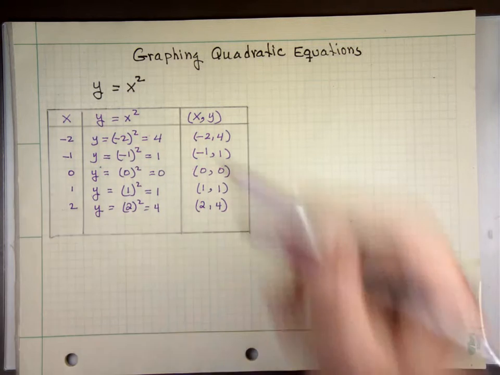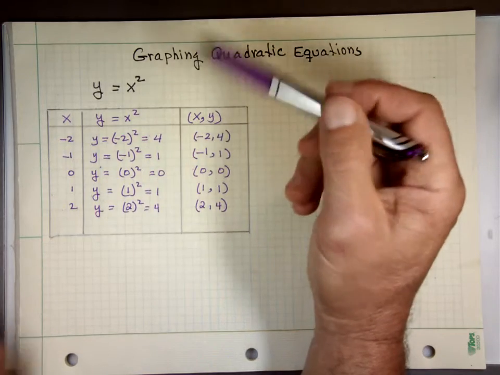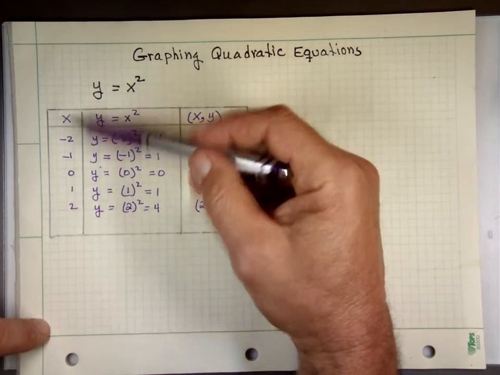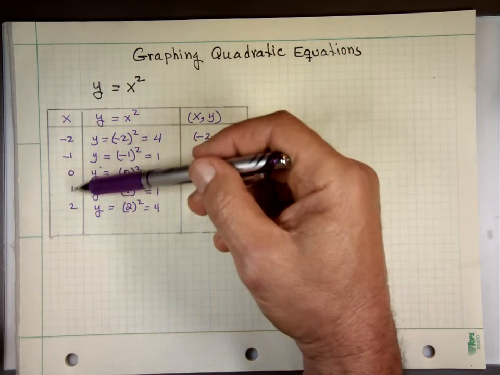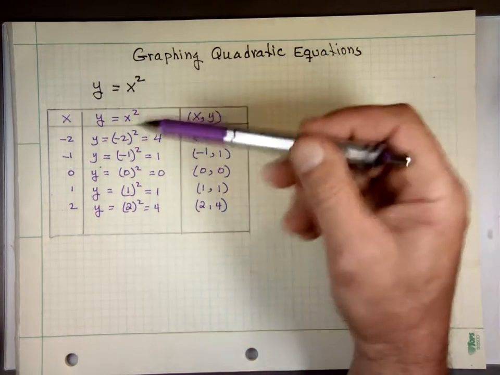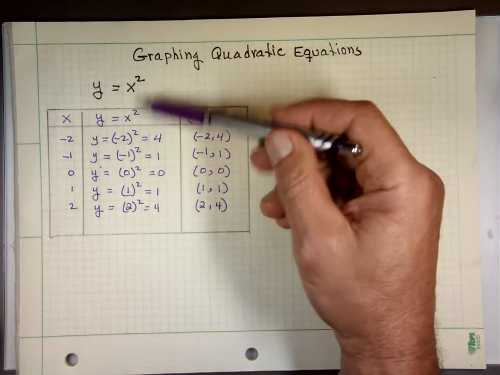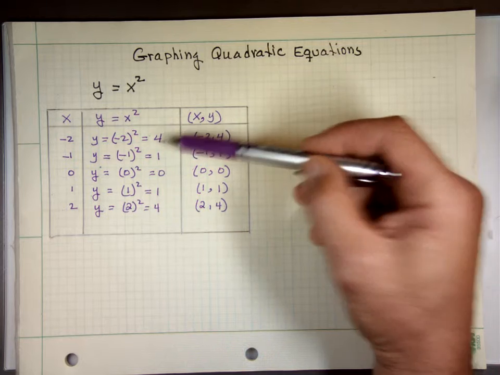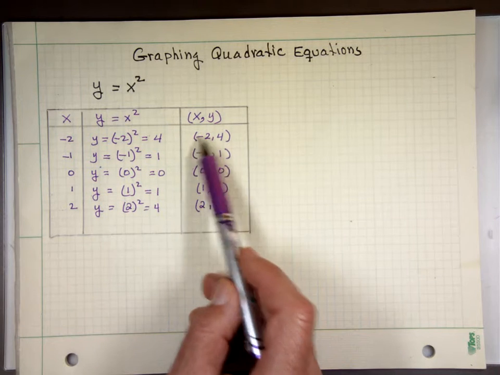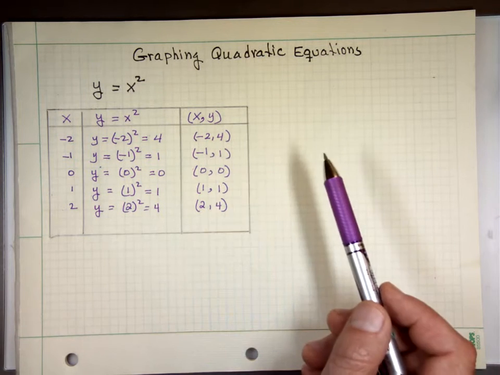So to graph that, I made a table and I picked values for x. I can pick any number I want to pick. So I try to be reasonable, like -2, -1, 0, 1, and 2. Now let's find the y value when x is -2. What is -2 squared? That's a 4. So x is -2, comma, y is 4.